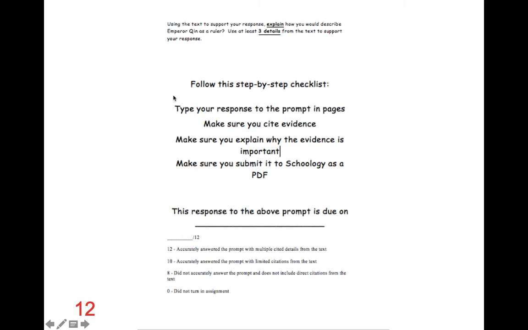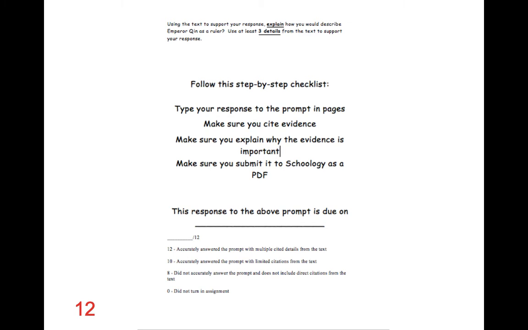Make sure you cite the evidence from the left column of the T-chart and then explain why the evidence is important to the question, which is how would you describe Emperor Qin as a ruler? Again, if you did good work on the front, it should be easy when you get to the back, just typing up what you have in paragraph format.